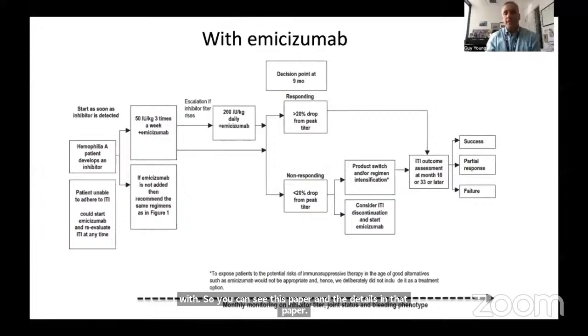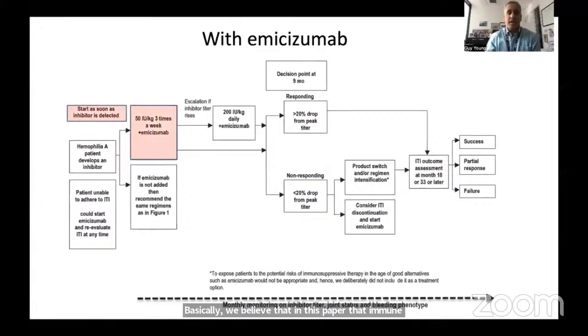Basically, we believe in this paper that immune tolerance should still be undertaken, and as soon as an inhibitor is detected, we recommend this protocol, which is now called the Atlanta protocol, started by Robert Sidonio: 50 units per kilo 3 times a week with emicizumab. So we're using emicizumab to prevent bleeding and this low-dose immune tolerance to basically induce tolerance. If the inhibitor titer rises, you can escalate the dose to the full 200 units per kilo that was used in the immune tolerance study.